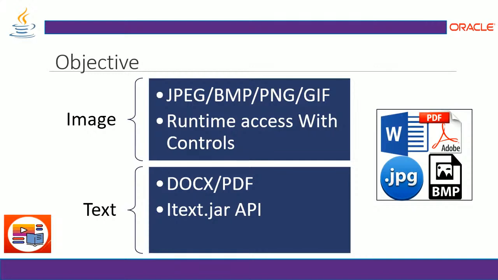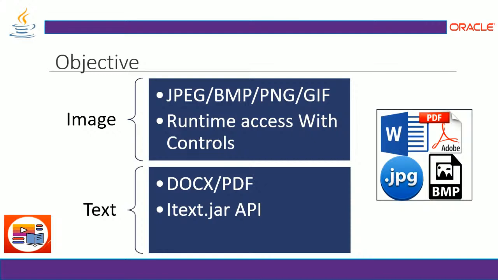Now, this session is going to be divided into two parts. First, we're going to see the image file format conversion. Here we are going to have JPEG, BMP, PNG, and GIF image file formats, and we are going to convert them at runtime with controls.